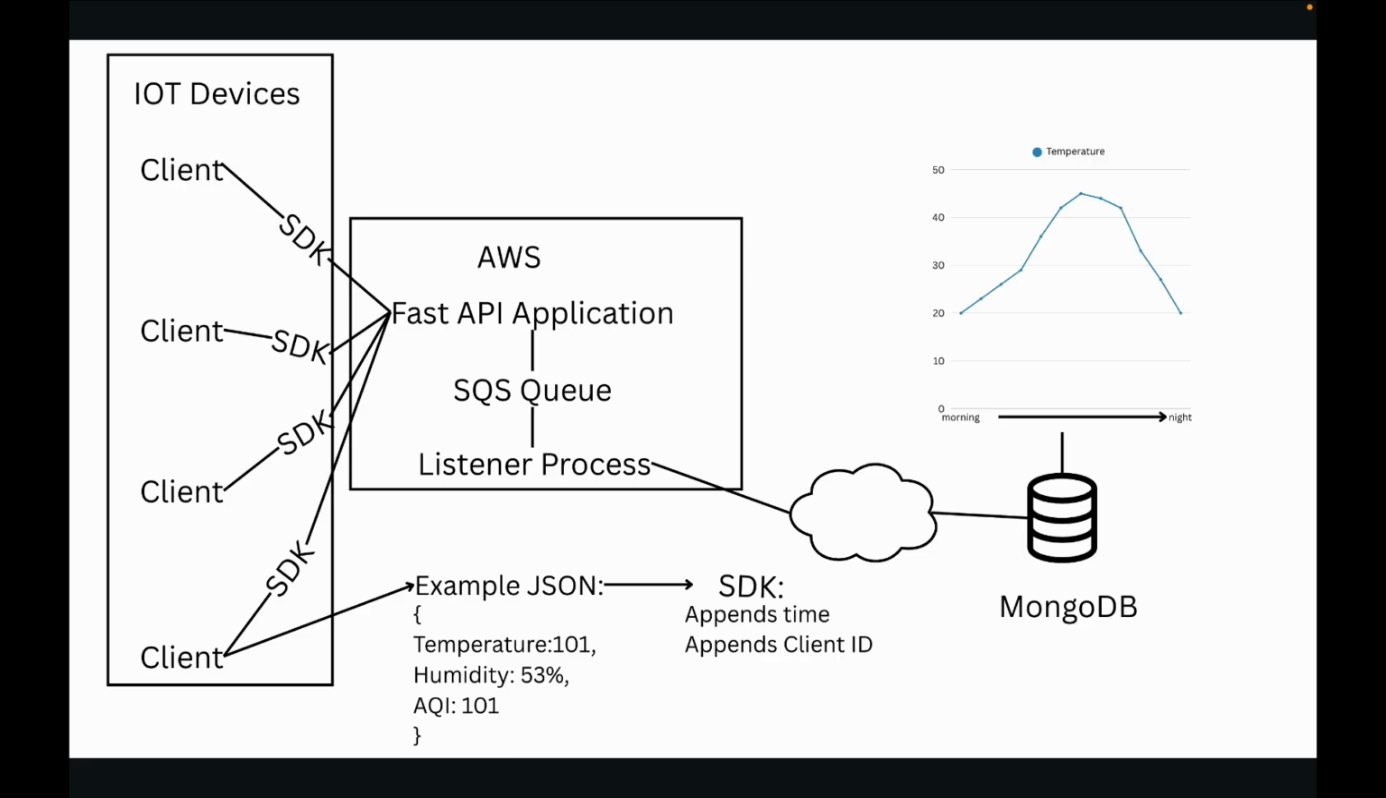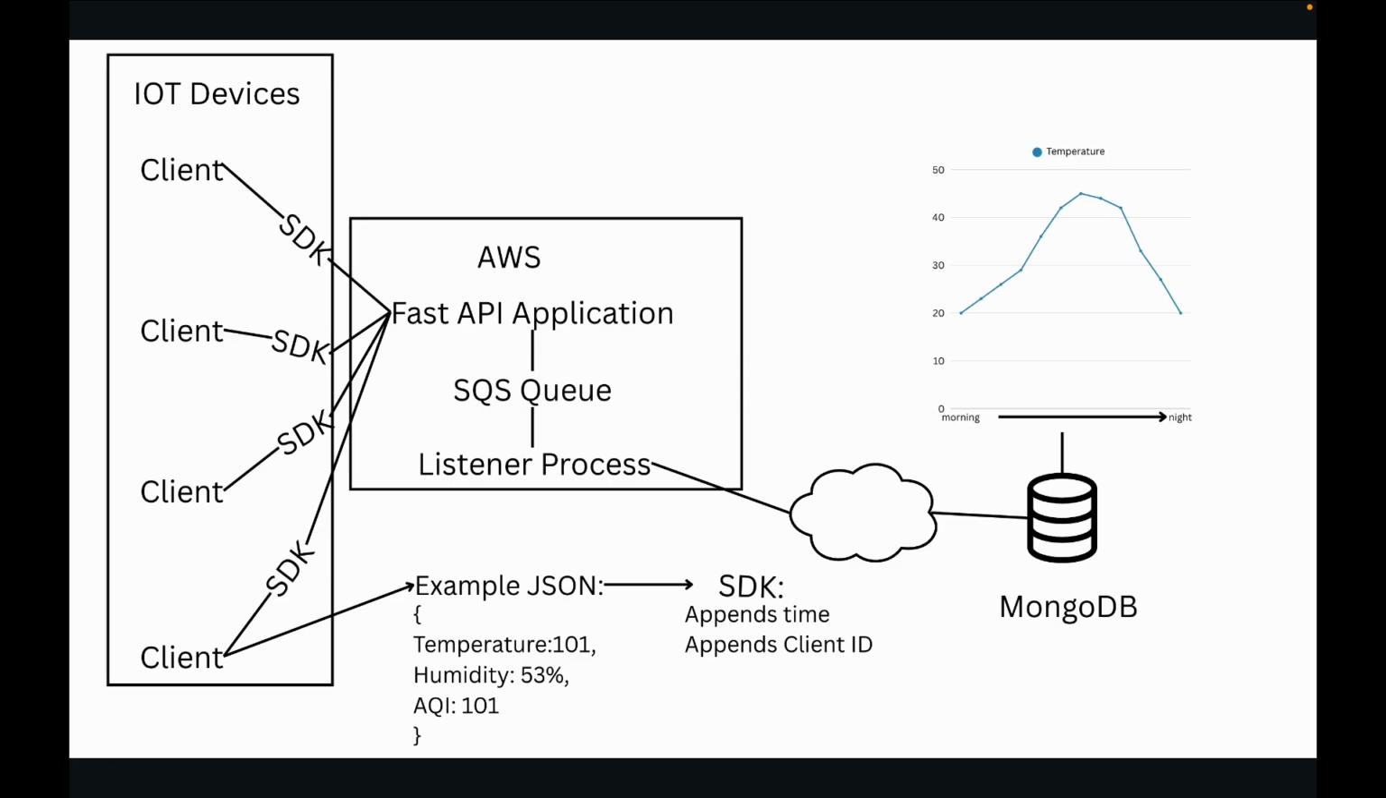The Fast API application puts things into the SQS queue very fast. It can handle about 2200 requests per second. And once it's there, a listener process will slowly look through the queue, pull out data, and send it to MongoDB. At which point you can visualize it using their tool, and you can extrapolate the data and do whatever you want with it.